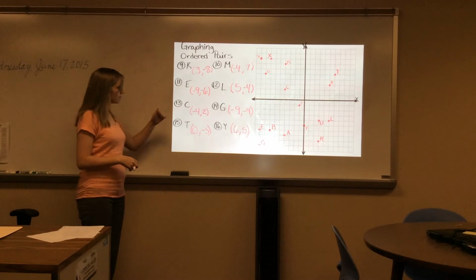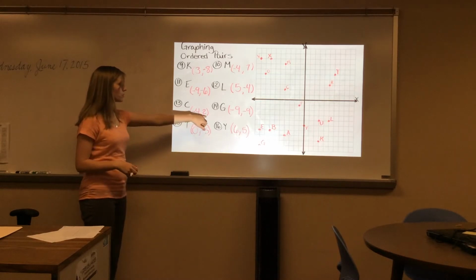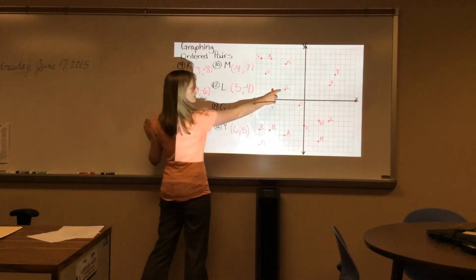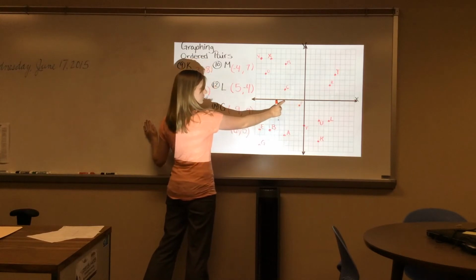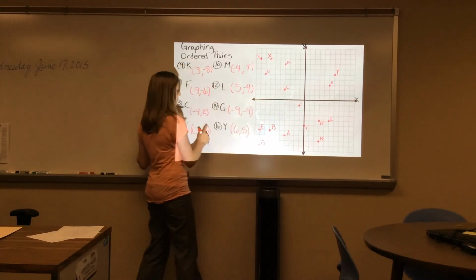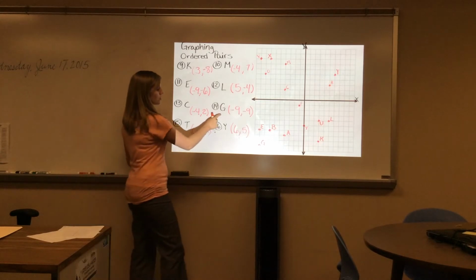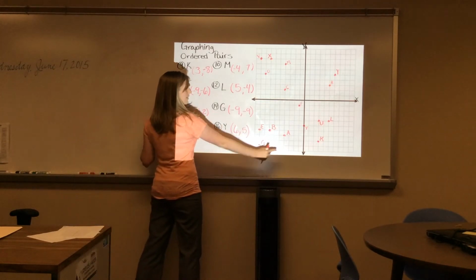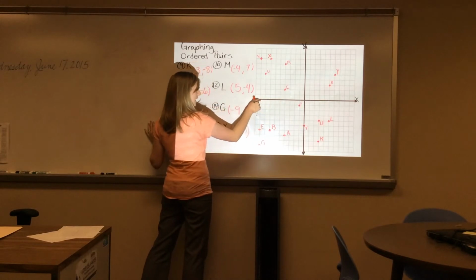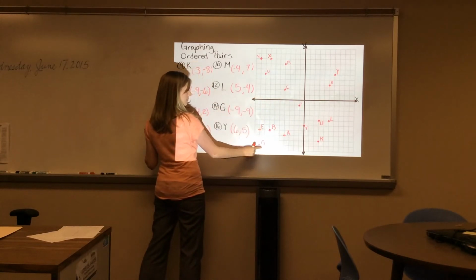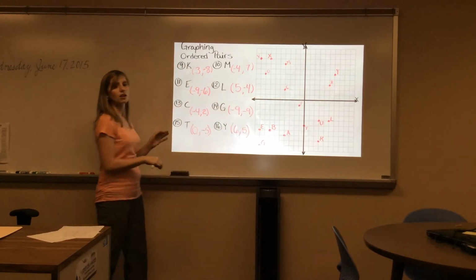For number 13, your answer should be negative 4, 2. Point C is right here. You would have to count left 4, which is why it's negative, up 2, and that's why the 2 is positive. For number 14, point G is located down here in the lower left. You would have to count left 9 places, down 9 places. That is why both 9s are negative.